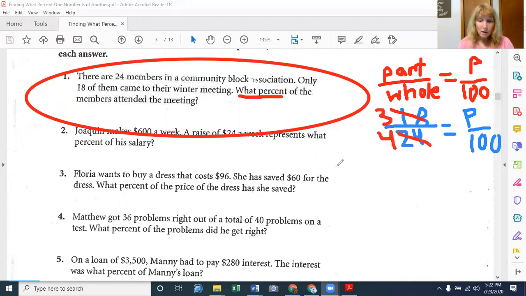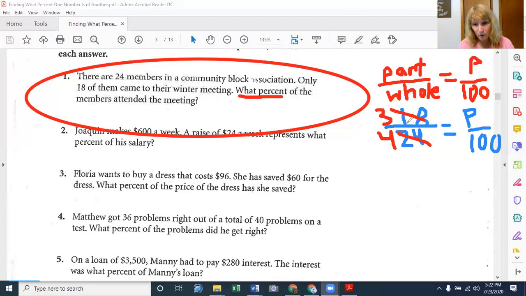So now, just take a look for a second. 3/4 equals P over 100. What percent is 3/4 of 100? Think about it in terms of quarters. If there's 100 cents in a dollar, how much is a quarter worth? 25 cents, right? So 3/4 would be 75 cents. So 3/4 is going to be 75%, but we can prove it.